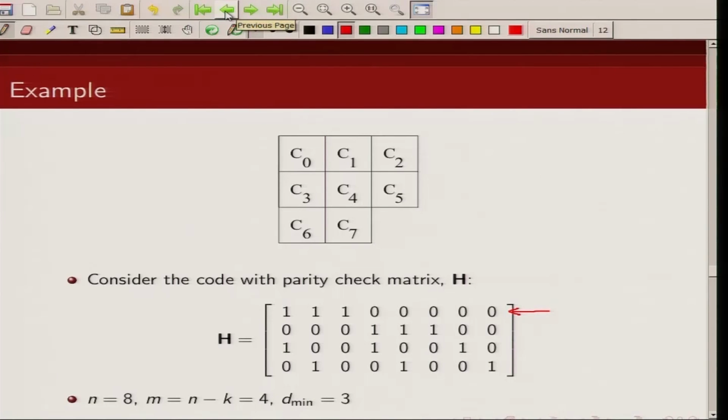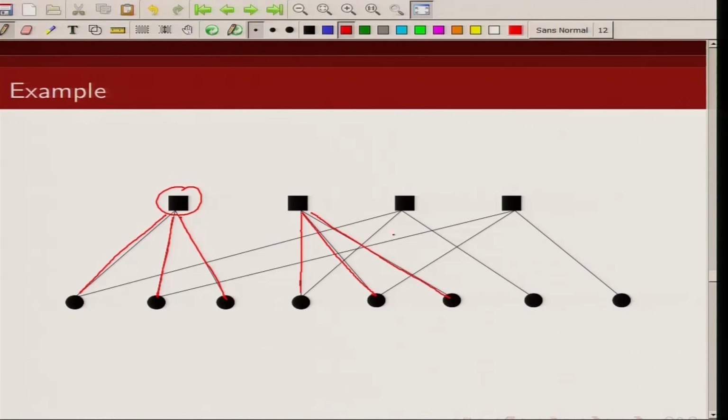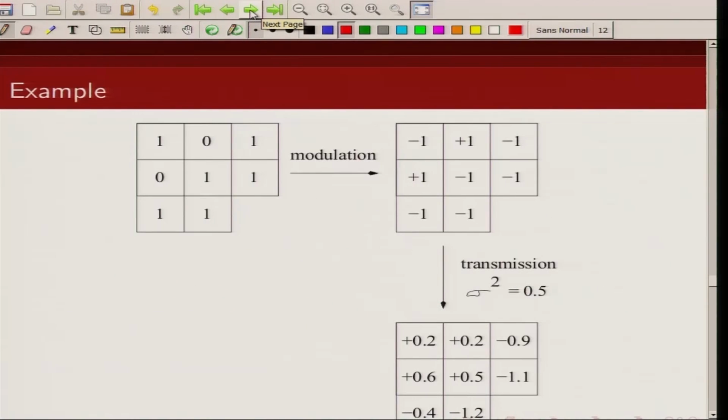This one involves the 1st, 4th and 7th bits, and similarly we can verify for this also. Okay. So, this is the Tanner graph corresponding to the parity check matrix that we have drawn. So, these are the 8 bits which were transmitted.